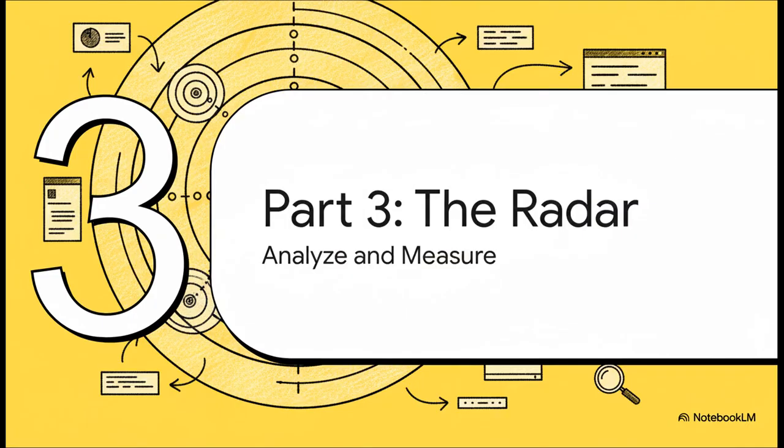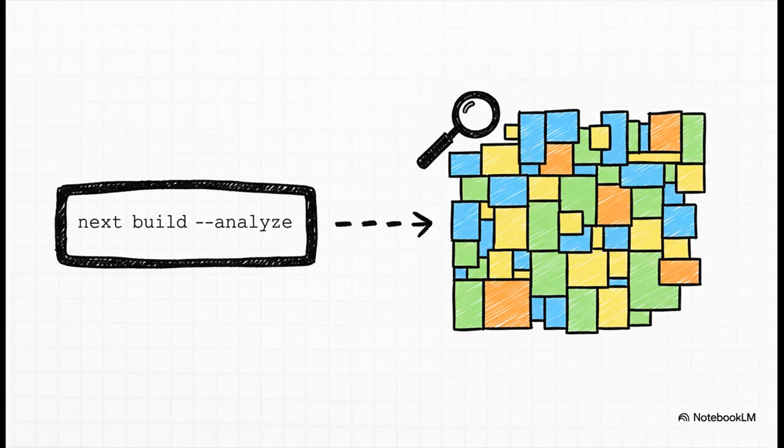Okay, we've got our toolkit, but you can't fix what you can't see, right? So let's move on to part 3 and talk about the radar, the tools we use to actually find these performance bottlenecks in the first place. Your first and most important tool is built right into Next.js. Just run your normal build command, but add the -analyze flag. This will generate a visual map showing you exactly what's inside your JavaScript bundles. For any serious performance work, this is absolutely non-negotiable.